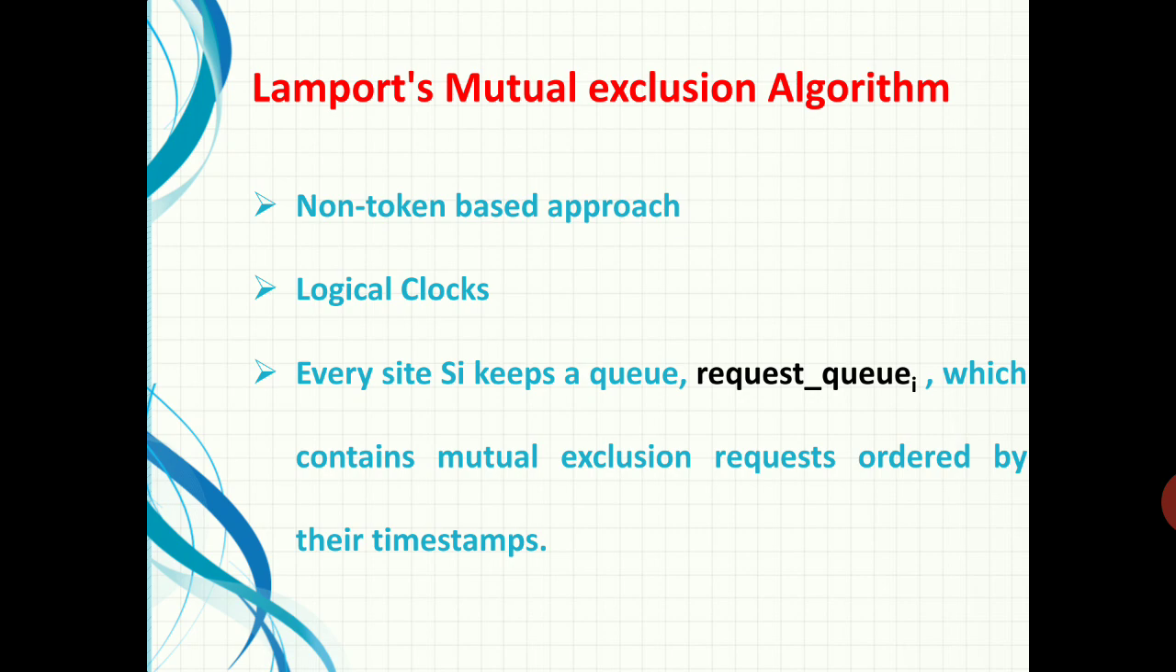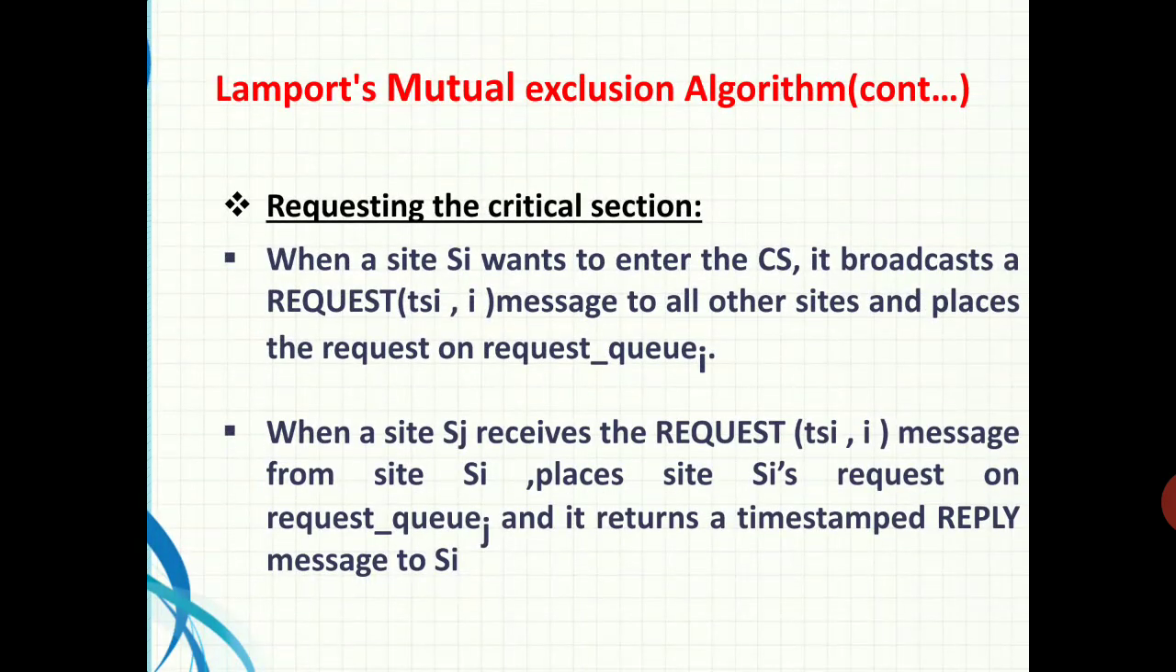We already saw that every site goes through three states: requesting the critical section, executing the critical section, and exiting the critical section. Likewise, Lamport's mutual exclusion algorithm has three parts. The first is requesting the critical section. When a site Si wants to enter the critical section, it broadcasts a request message to all the sites and places the same request on request queue i.